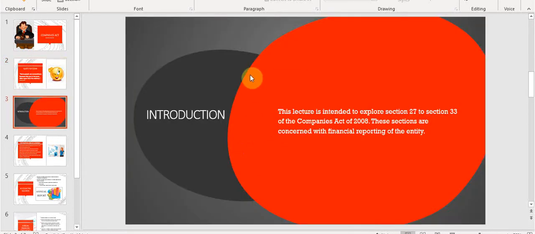Right, so the introduction. This lecture is intended to explore section 27 through to section 33 of the Companies Act of 2008. And these sections are important because they are concerned with rules around financial reporting.